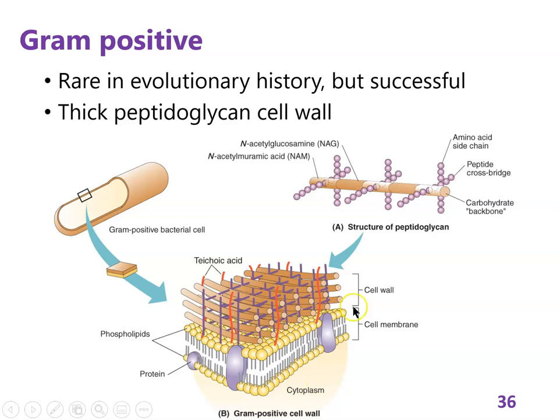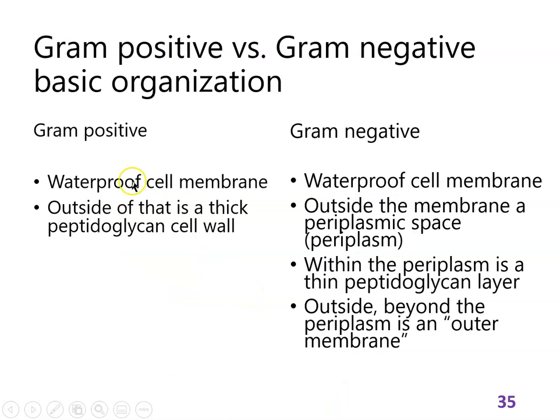This is the inside, this is the outside, this is the membrane with the phospholipid bilayer, and this is a thick layer of that peptidoglycan polymer. Just sheets and sheets of this tough polymer. And this is showing you the carbohydrate chain and the amino acids that connect it to the other carbohydrate chains. So that's what all this is. Waterproof cell membrane, outside of that is a thick peptidoglycan cell wall.